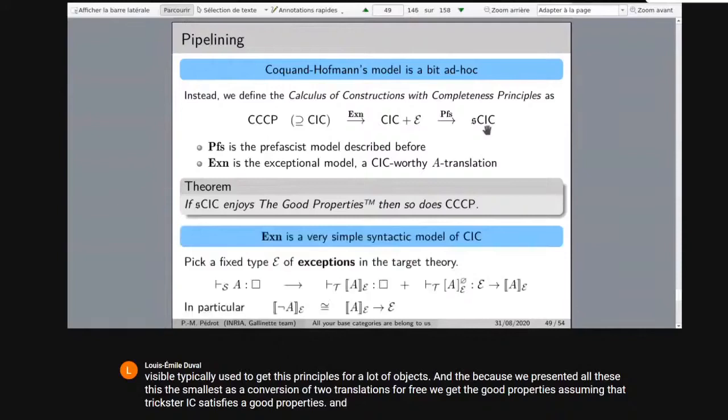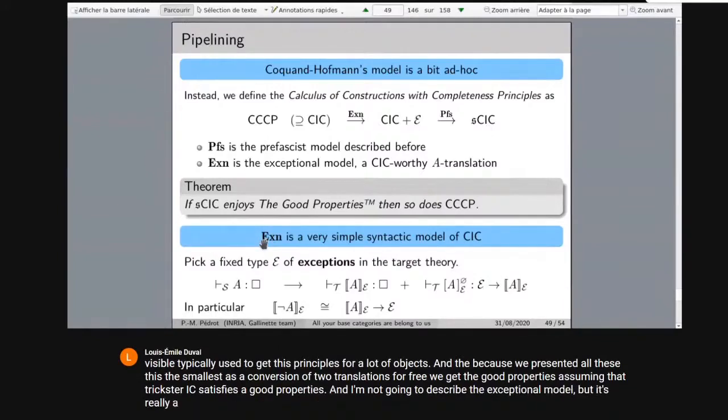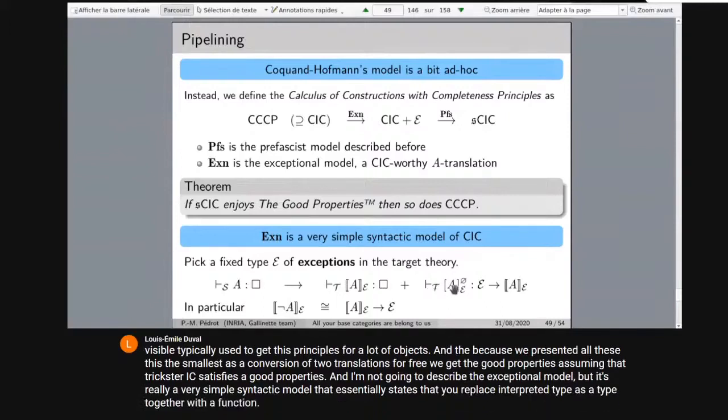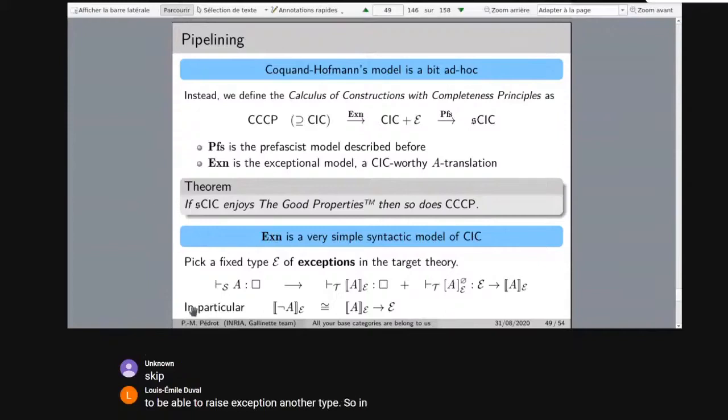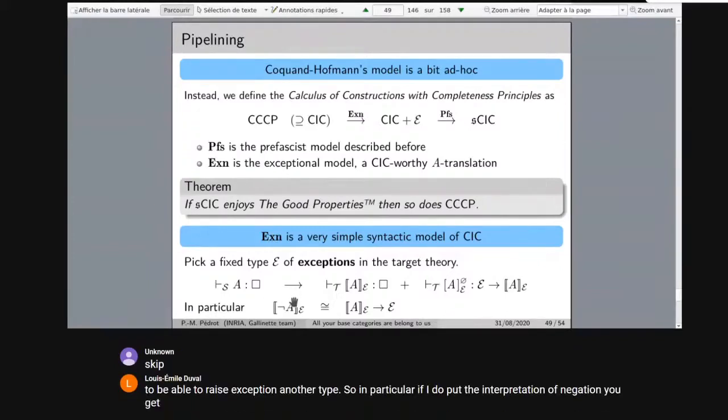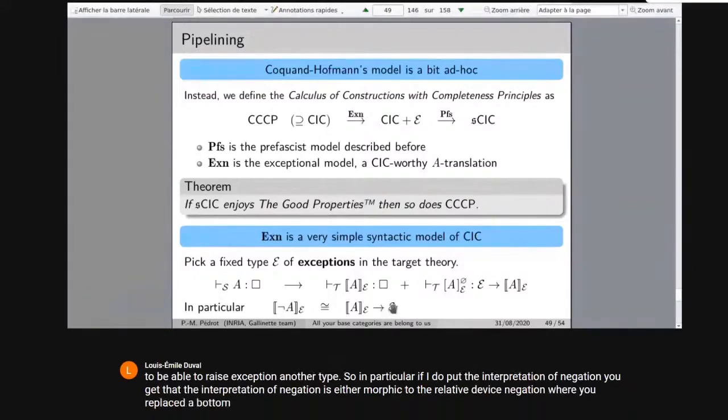And I'm not going to describe the exceptional model, but it's really a very simple syntactic model that essentially says that you interpret a type as a type together with a function that allows you to raise an exception on the type. So an exception is type E, and you need to be able to raise an exception of that type. So in particular, the interpretation of negation is isomorphic to the relativized negation, where you replace bottom by the type of exception.